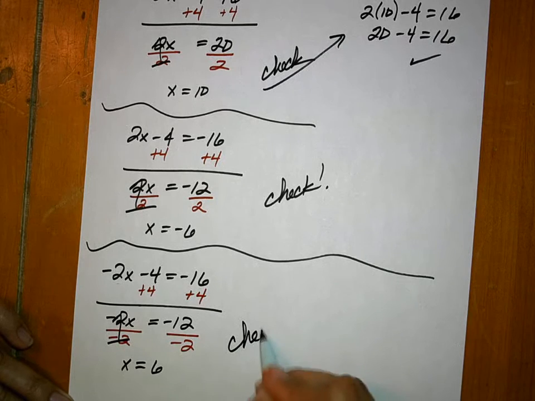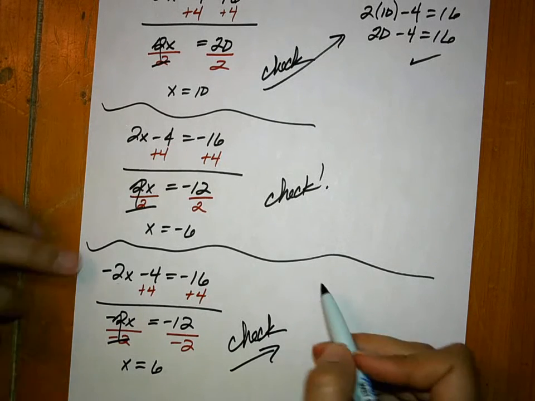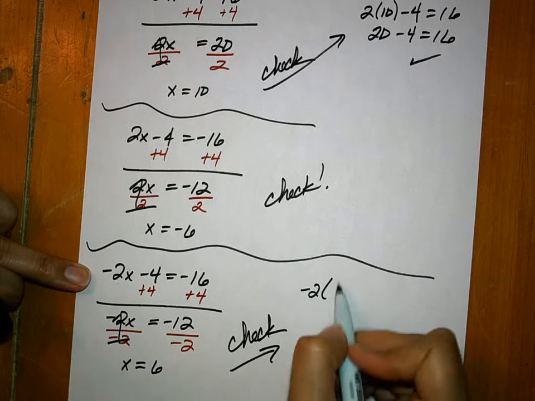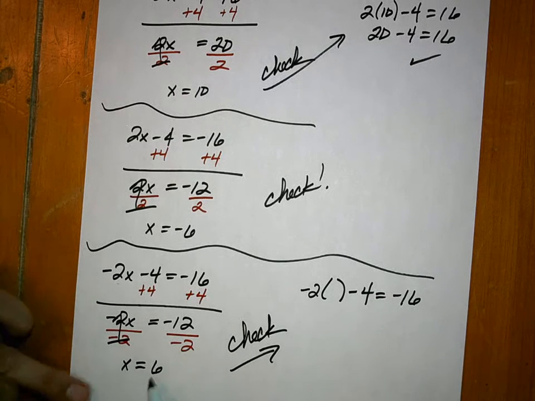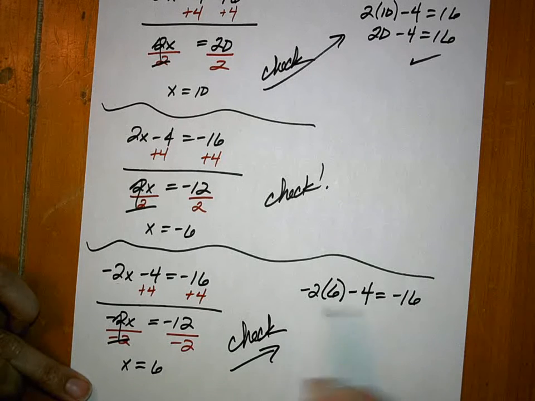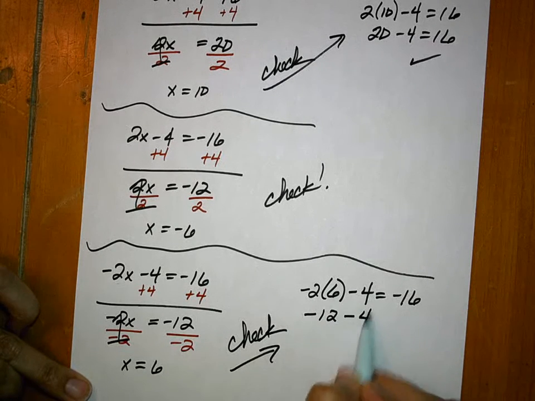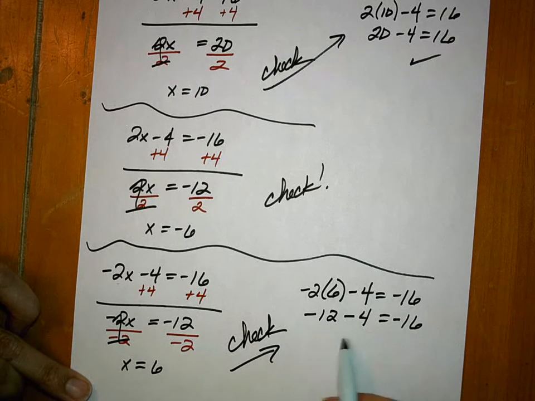Check your solution. Be really careful when you're checking with negatives. Be sure to put a parenthesis in for the variable and not to drop any of your symbols. Okay, x is 6. Follow your order of operations. We have -12 minus 4 equals -16, and that is a true statement.